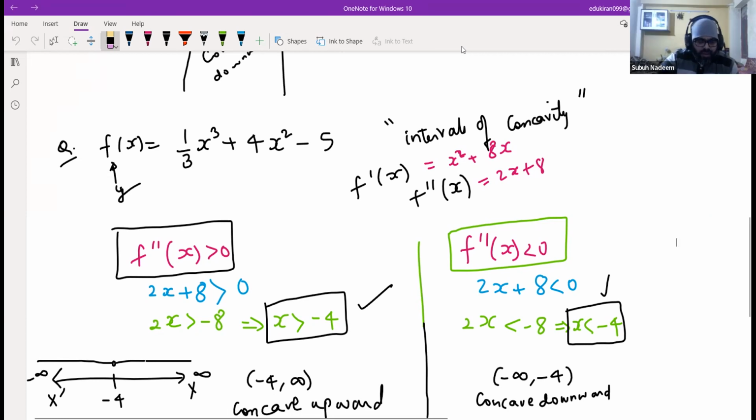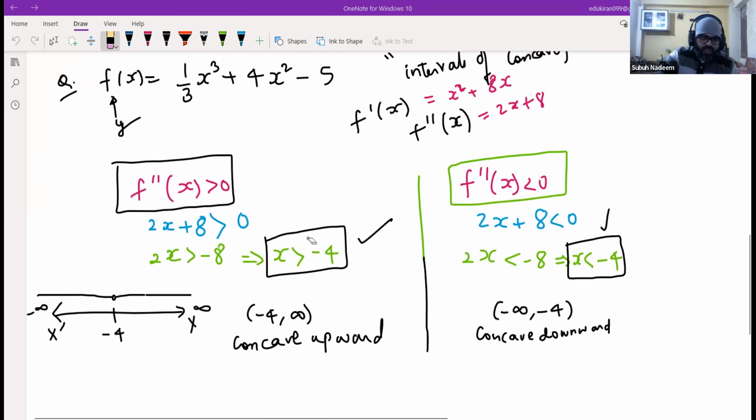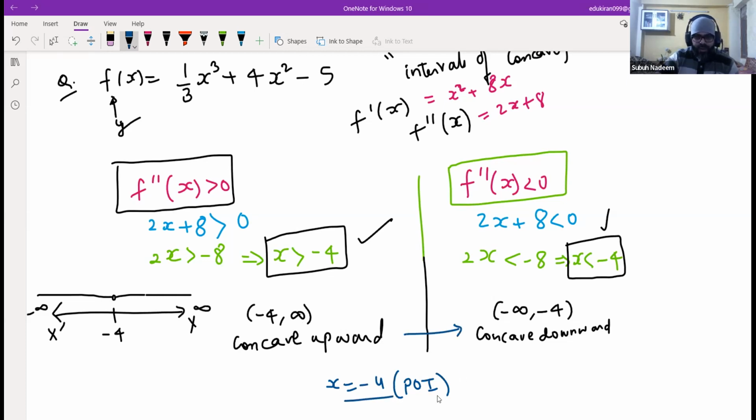Now, this x equal to minus 4 here is the point of inflection. They are not asking what the point of inflection is, but if they ask, you will say that x equal to minus 4 is the point of inflection, because it is changing from concave upward to concave downward at this point, right? Yeah.